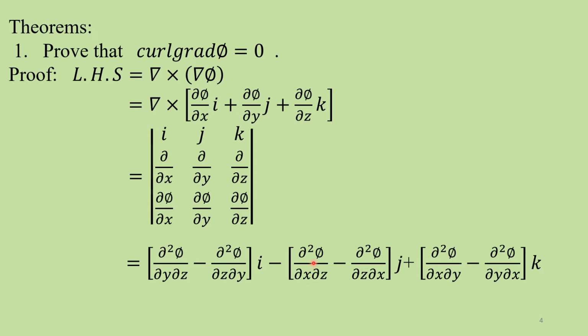In a similar way, ∂²φ/∂x∂z is the same as ∂²φ/∂z∂x, so the component of j becomes 0. And the component of k is also 0, because ∂²φ/∂x∂y is equal to ∂²φ/∂y∂x, and they get cancelled. It is nothing but 0i plus 0j plus 0k, a zero vector. So I have the curl of grad φ is the zero vector, correct?